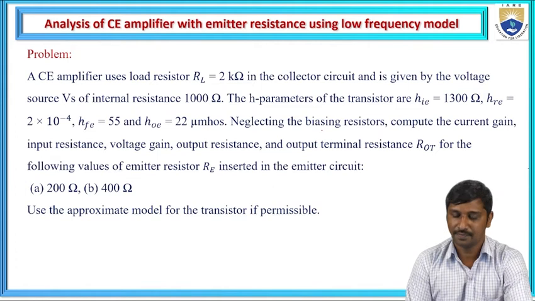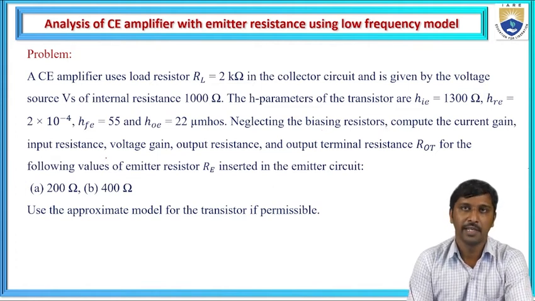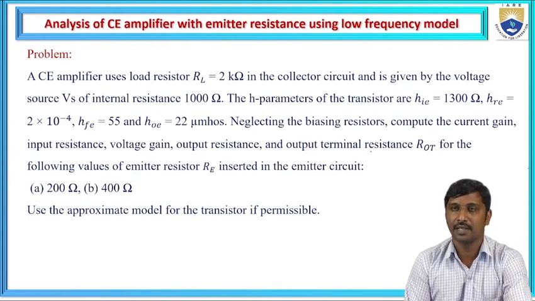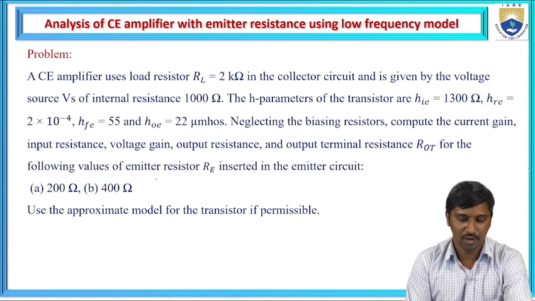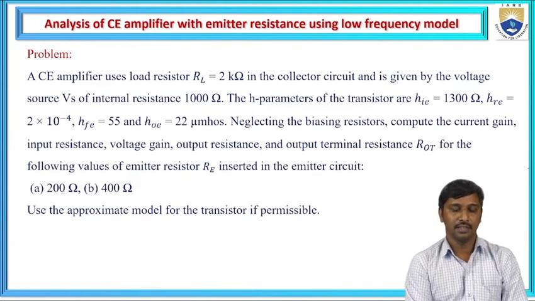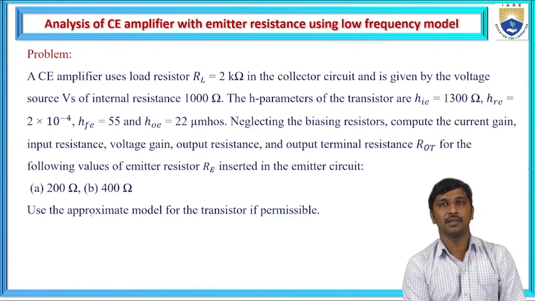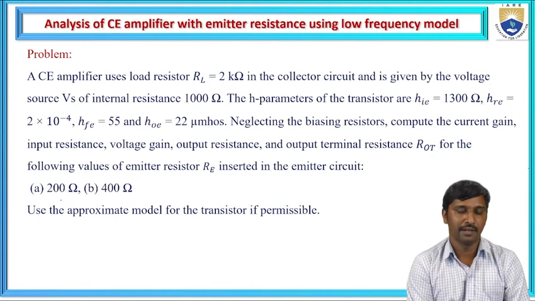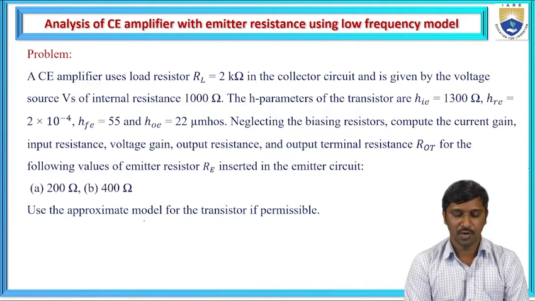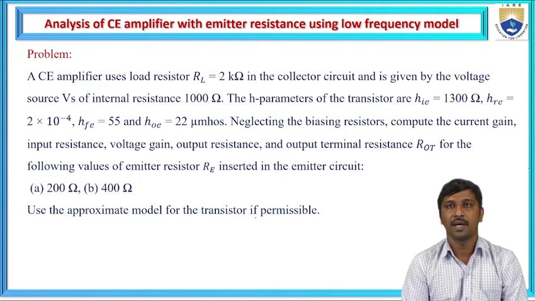Neglecting the biasing resistors, compute the current gain, input resistance, voltage gain, output resistance, and output terminal resistance, for the following values of emitter resistor RE inserted in the emitter circuit. Let us consider two different cases. We need to see what happens if the emitter resistance is added. One time, we consider the emitter resistance as 200 ohms, and another time, 400 ohms. And use the approximate model for the transistor if permissible.